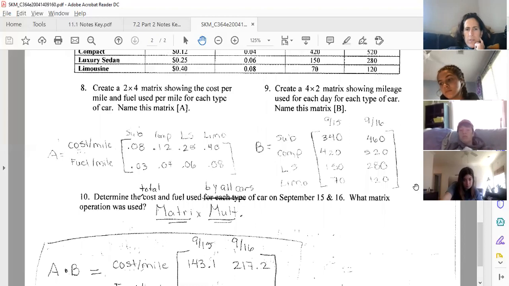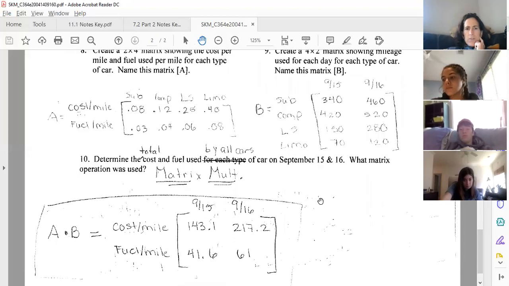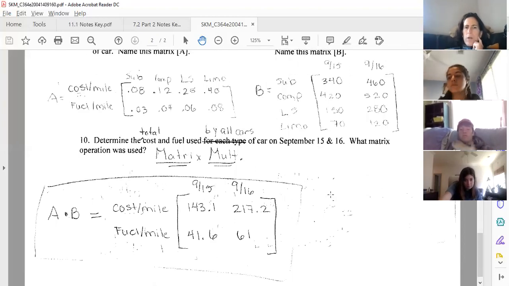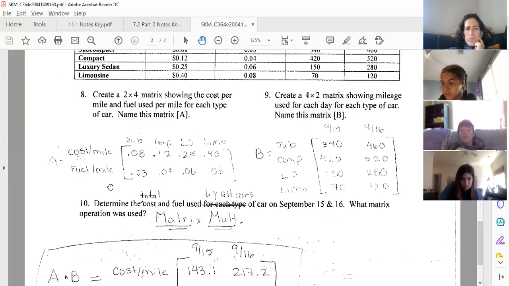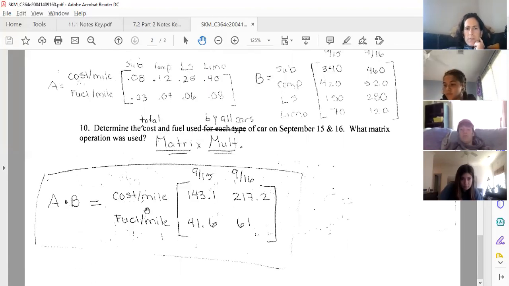And then the last question, make sure you check the Walker Web, because I actually changed the way number 10 was worded. I changed it to: determine the total cost and fuel used by all cars on the 15th and 16th. And really all I did was multiply matrix A times matrix B to get the answer to that.